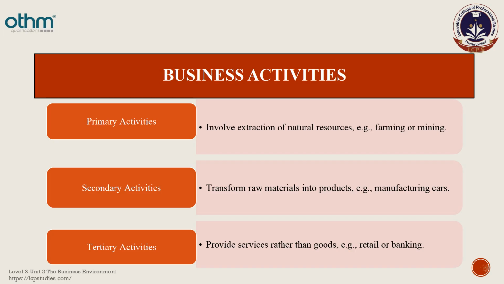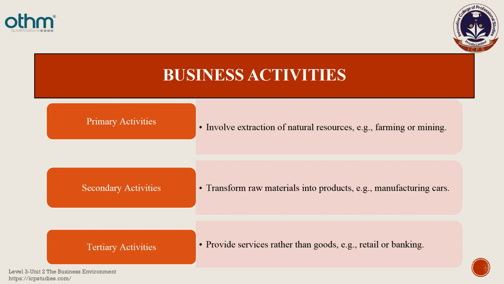Then we have secondary activities. The role of secondary activities is to transform the raw material or the natural resources into a product. For example, manufacturing of a car or manufacturing of anything else. So in the secondary activities, there is always manufacturing of something. We are converting the raw material into the final finished product.